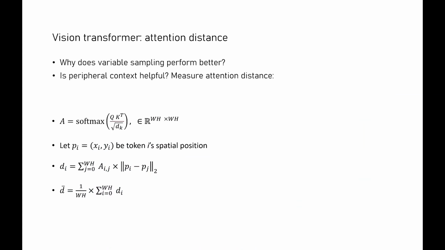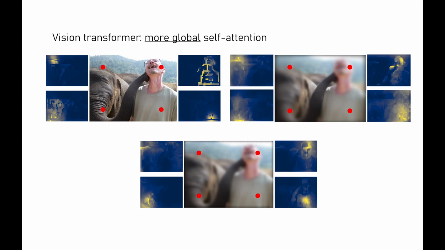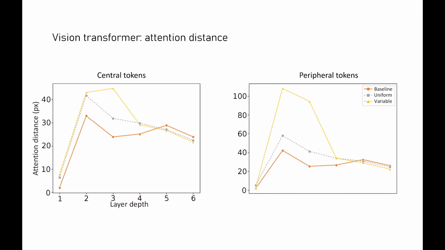In vision transformers, we measure a metric called the attention distance. The attention distance effectively measures how far away do image patches attend on average. Here's an empirical example showing that tokens taken from the red points attend more globally in models trained with variable resolution. This is also confirmed by the quantitative metric attention distance, measured across several layers of the vision transformer.